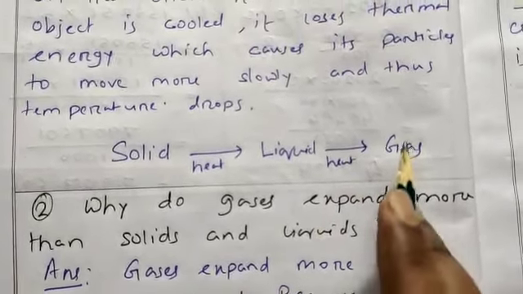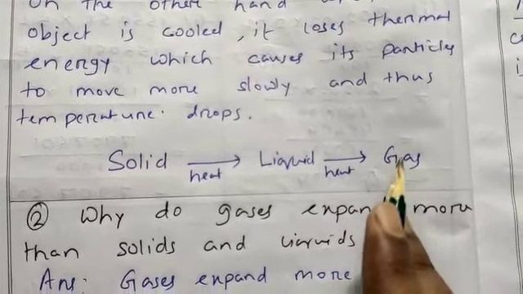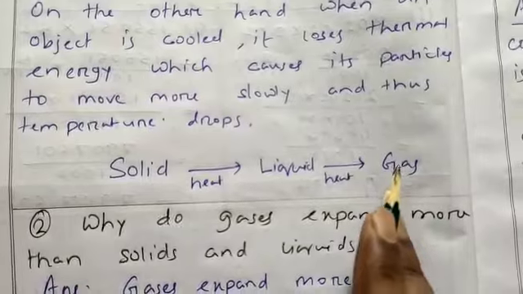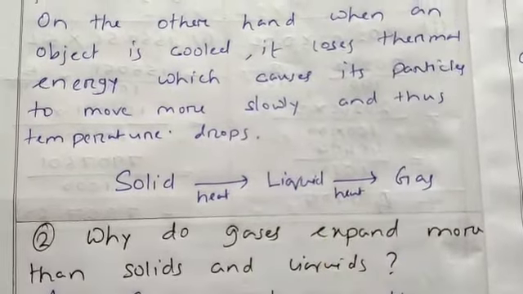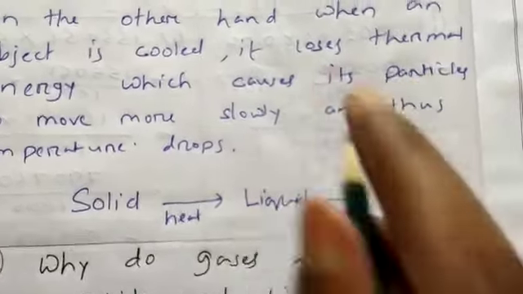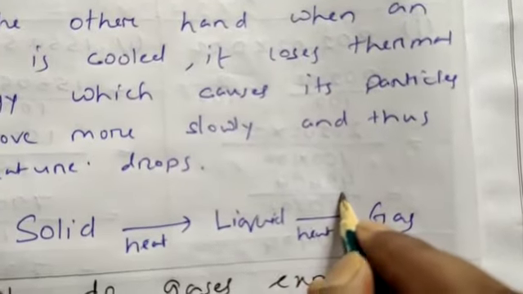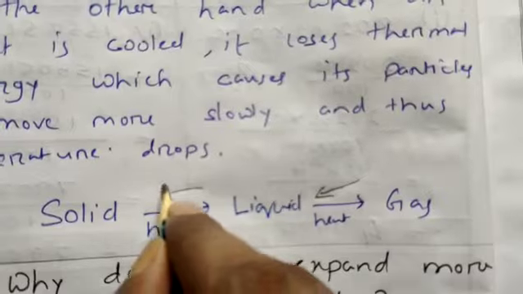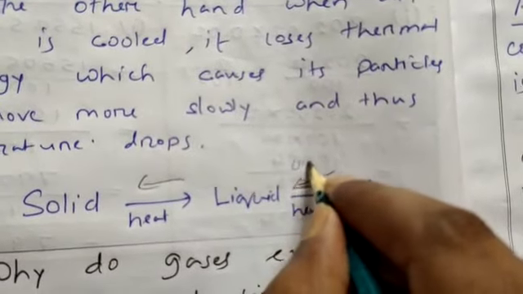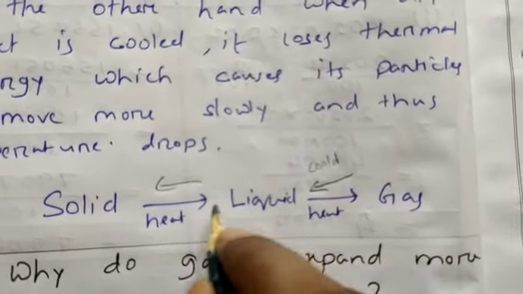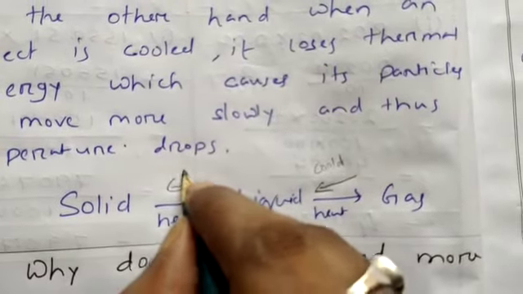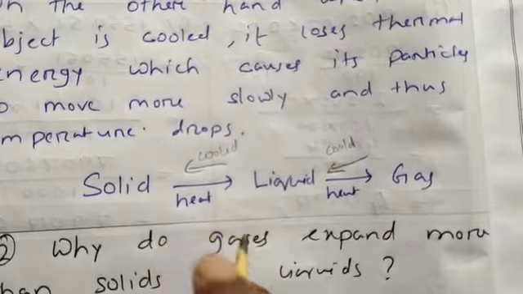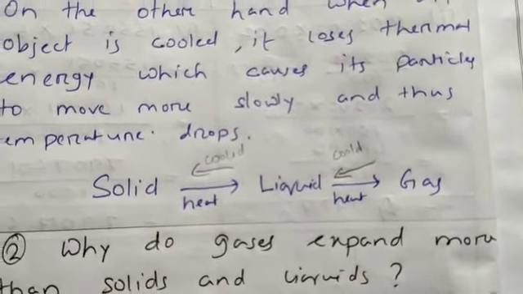On the other hand, if you cool down vapor, the gaseous form, it will form liquid. And if you cool the liquid further, giving it the freezing process, then it becomes ice, a solid.